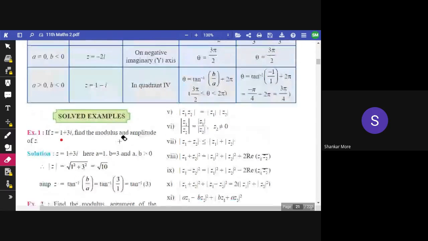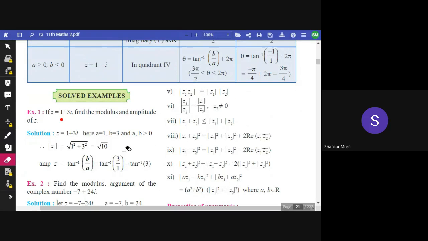Find the modulus and the argument of the complex number. Now try to find it quickly. Try it. You have to find the modulus and argument of this complex number.